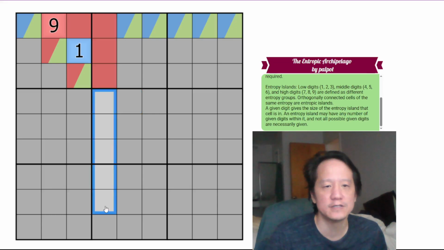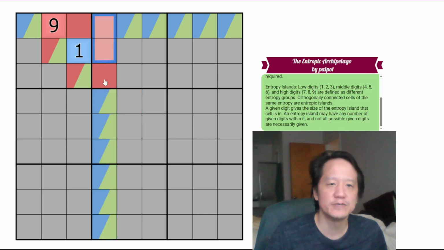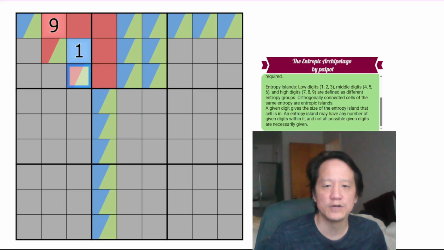And these cannot be high digits then. So these must be low or medium because they can't be high. So it must connect this way. So therefore, this cannot be green. This is red, which means this can't be red. This must be green. And the rest of the box must be low or medium because we have 3 highs in that box.